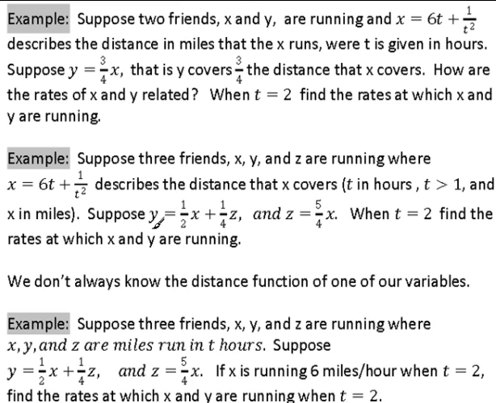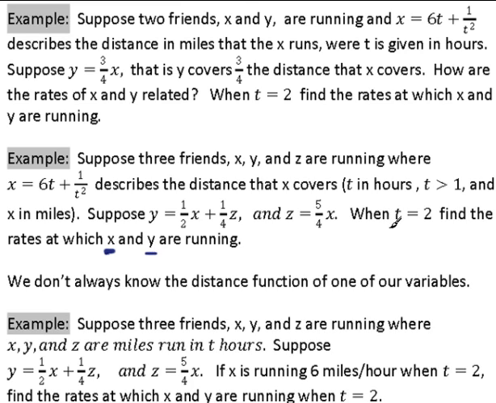And here we're assuming that y is equal to 1/2 x plus 1/4 z. In other words, the distance that y covers is equal to half the distance that x covers plus 1/4 of the distance that z covers. And we're also told that z is equal to 5/4 x. So the question is, when t is equal to 2, find the rates at which x and y are running. Just x and y. We're not really interested in z, just x and y.